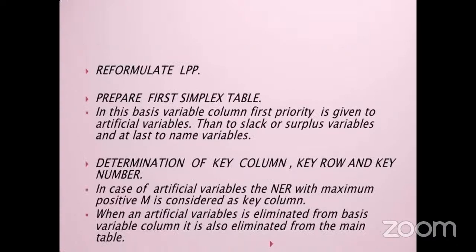Then formulate the LPP. Prepare the first simplex table. In the basic variable column, first priority is given to the artificial variable, then the slack or surplus variable, and at the last the normal variable. Then determine the key column, key row, and key number. In case of an artificial variable, the net evaluation row with maximum positive M is considered as the key column. When an artificial variable is eliminated from the basic variable column, it is also eliminated from the main table.